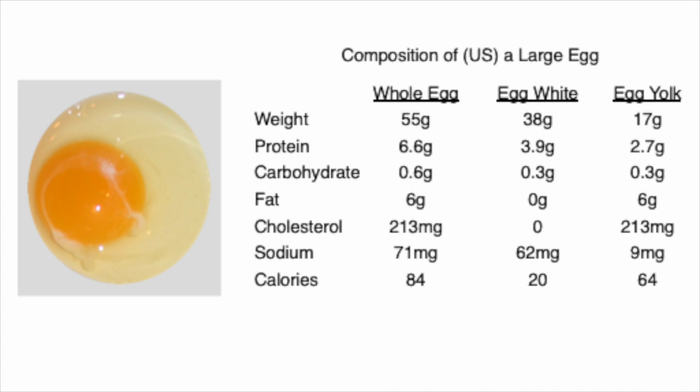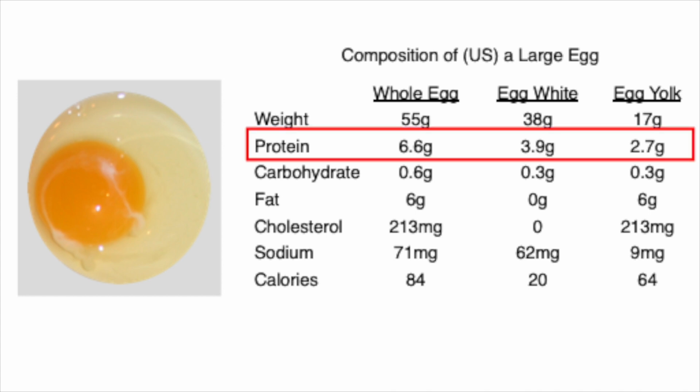All right. So the egg white has lots of protein in it, right? 3.9 grams of protein and 38 total grams of mass. You can see that there's no fat in the egg white. And the egg yolk is where all of the fat is. But the egg yolk also has some proteins in it as well. All right. And that's really what I want to focus on here is I want to think about those proteins. In the whole egg, we have about 6.5 grams of protein, 3.9 grams of protein in the egg white, and 2.7 grams of protein in the egg yolk.